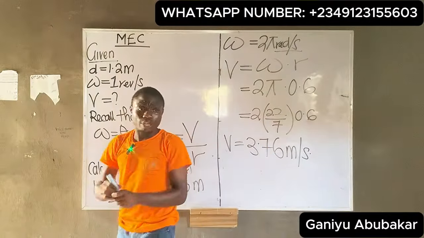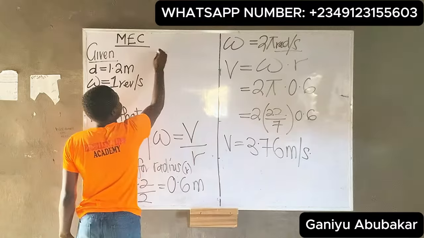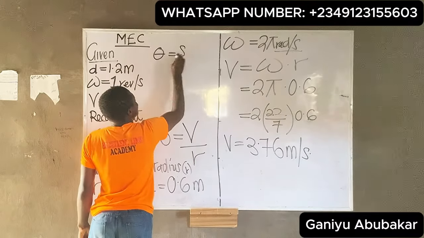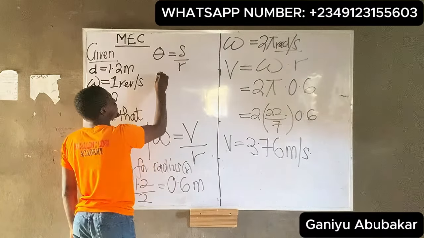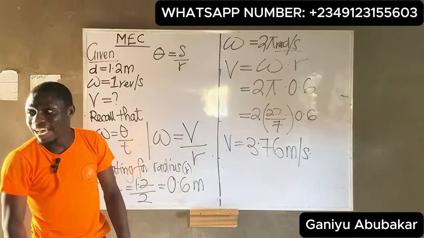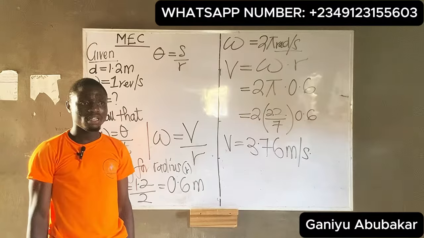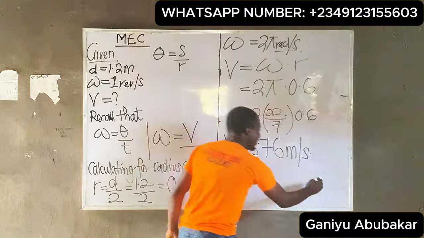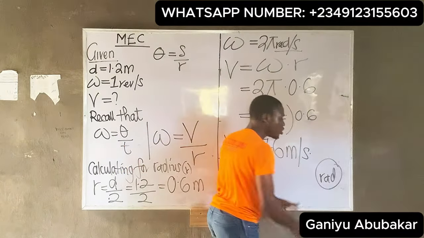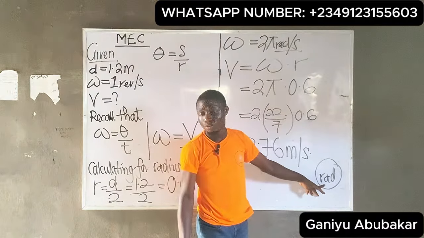Okay, look up. What's angular displacement? Theta is what? S over R. And I said theta is in radian. That's the SI unit. Are we good now? So rad doesn't have any value. It's just an SI unit.